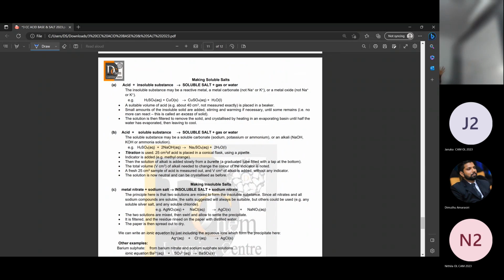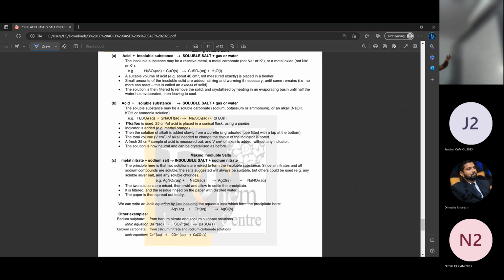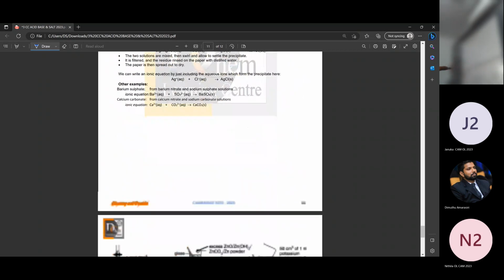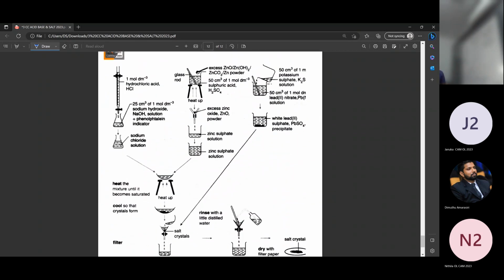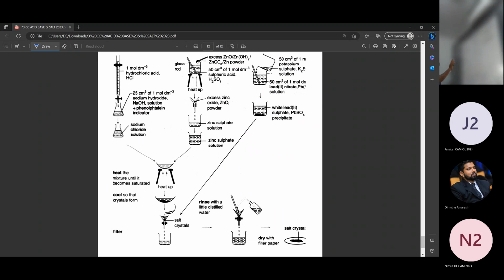You know the procedures. For example, if you are making a soluble salt with an insoluble base. Rather than text, a picture talks 1,000 words. So this picture will help us understand this. This is the titration method. This whole picture has summarized all the three salt preparation techniques. Let me explain slowly and clearly. There is a small printing mistake to correct.